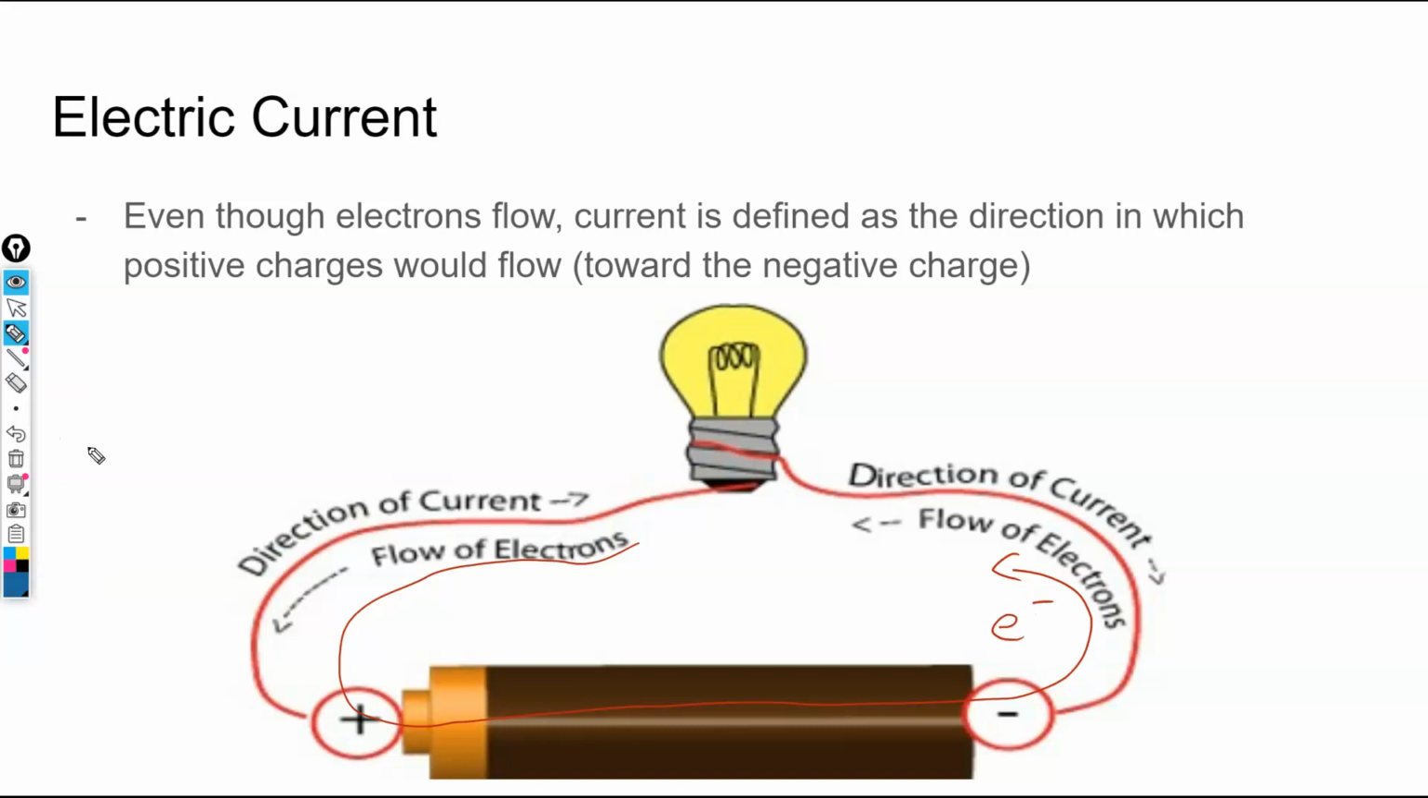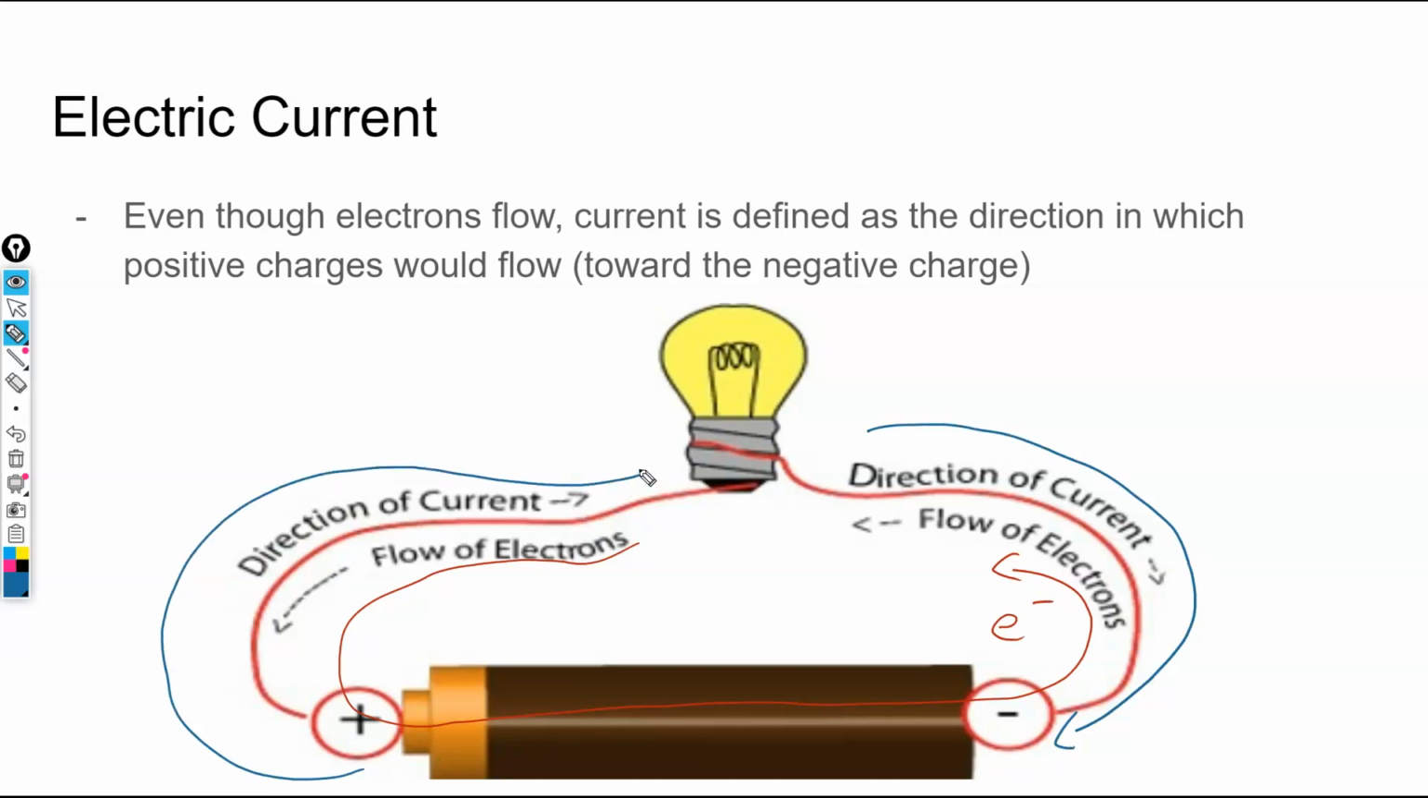But the direction of the current is always the exact opposite of the flow of electrons. So my direction of current always essentially goes towards my negative. So your electrons will always flow from positive to the negative side of things. But when I talk about current, it's the exact opposite. So I'm talking about the flow from negative to positive then. So it's important to understand the difference between when I'm talking about the flow of electrons or the current.